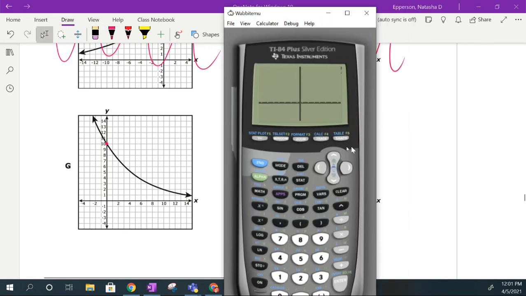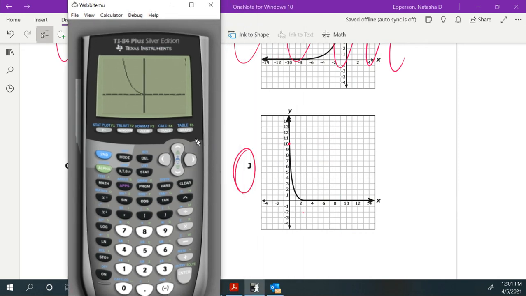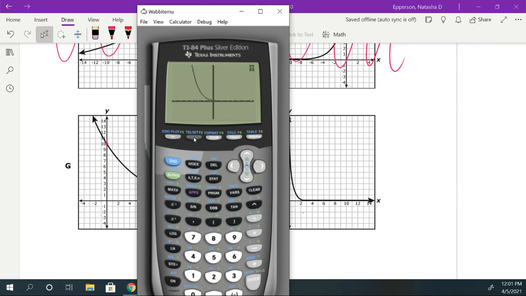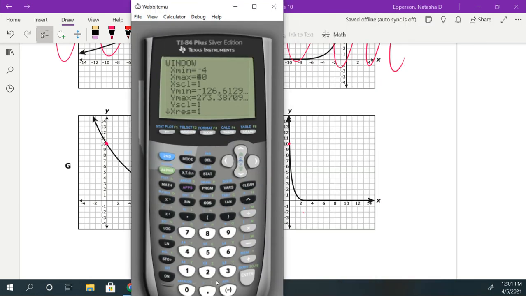Let's check. Let's look at the graph. Now, I'm going to change my window a little bit. Okay, so I'm going to go to second table. The X minimum, it has negative 4. I'm going to use this minus down here. The X max is going to be 14. The Y minimum is going to be negative 4. And then the Y max is going to be also 14. Let's graph.